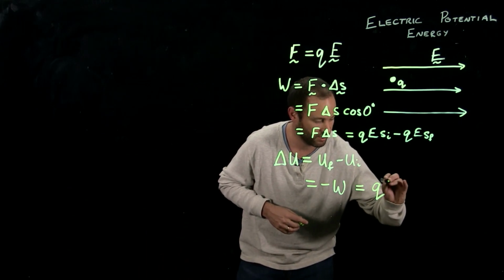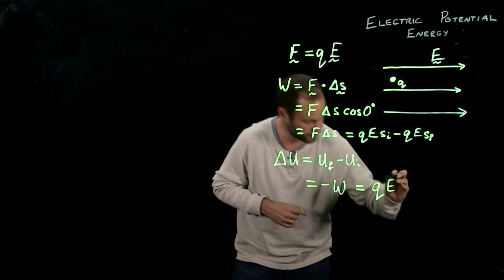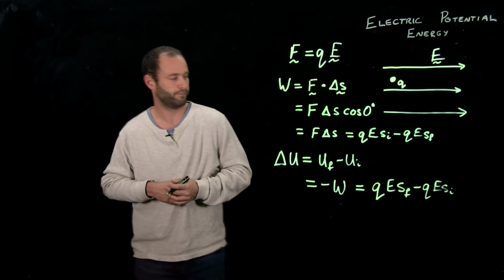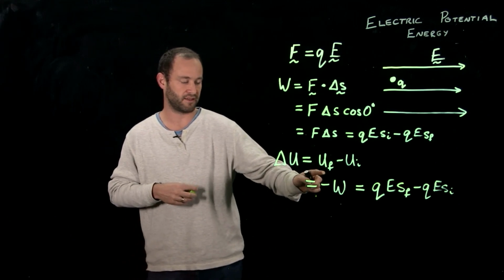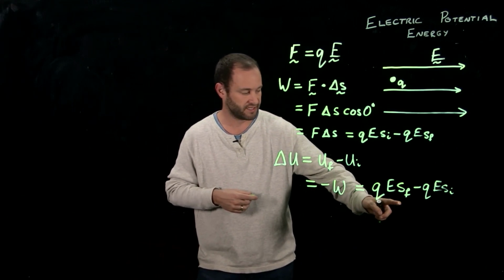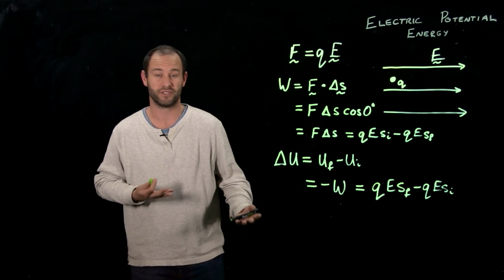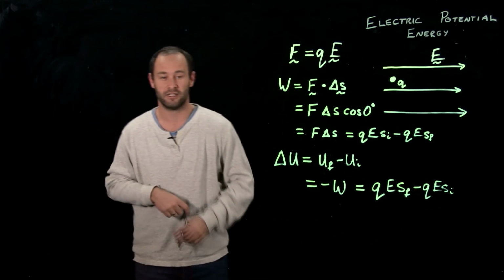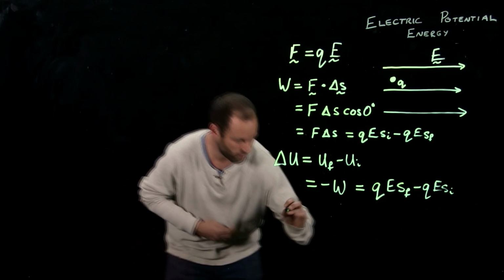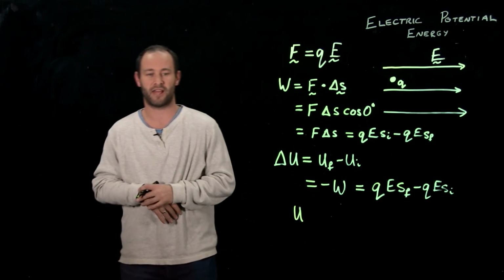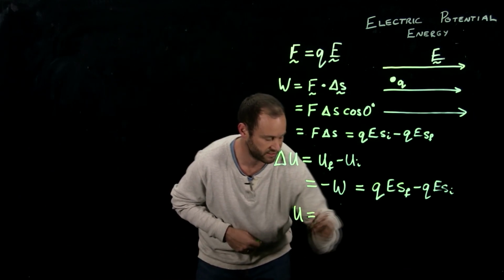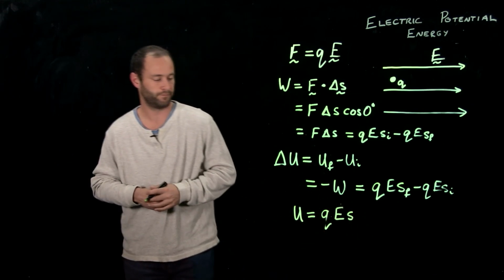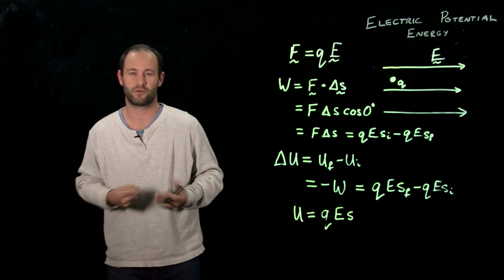And minus W, we've just written out what the work is. Minus W is just Q, E, minus sign. So this one becomes a minus, and we just flip these two around: Q E S final minus Q E S initial. Okay? Now, I can match up these terms, and you can see that the final potential energy is equal to Q E S, the final position, just like the initial potential energy is equal to Q E times the initial position. So in other words, I can just write out that the potential energy U is just equal to Q times E times S. Where now I've just dropped my subscripts, and this is quite a simple expression.